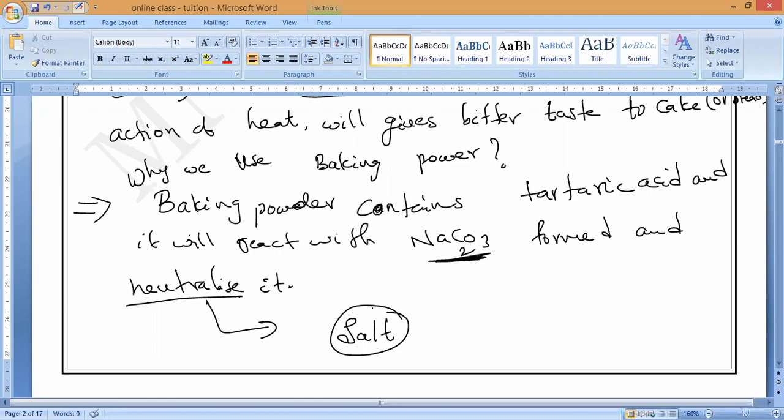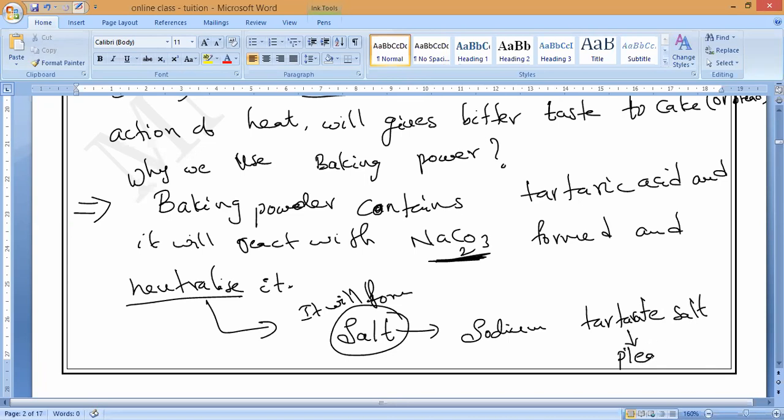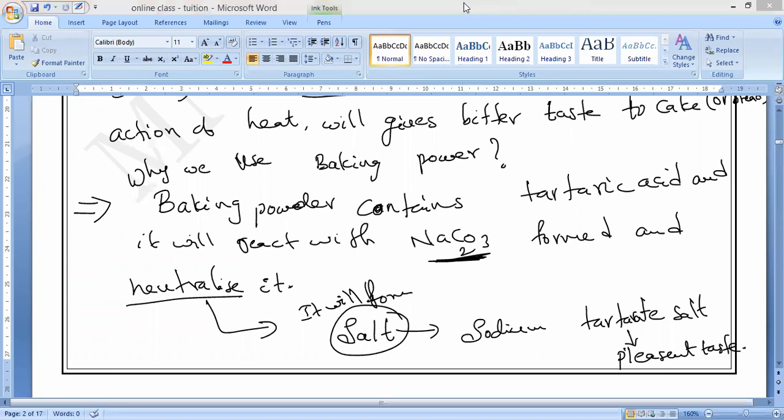Sodium tartarate. Sodium tartarate salt will form by neutralization, which has a pleasant taste. Understand? It will form a salt named sodium tartarate. What is the taste? Pleasant taste. So it is very good to eat. That is what you have to remember. Very good, Akshay.